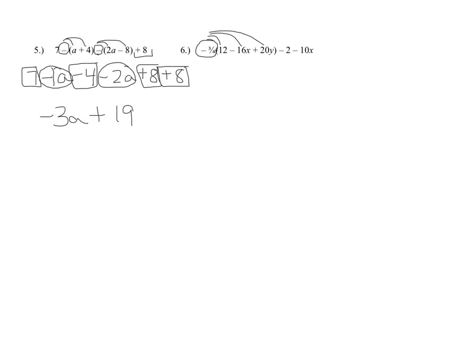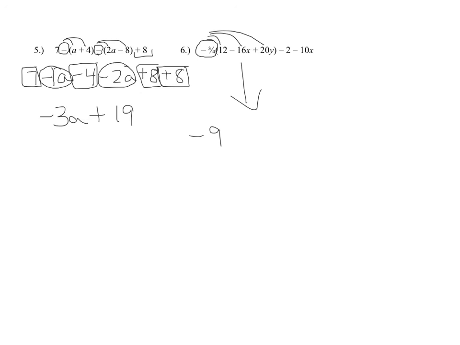So think about it. Negative 3/4 of 12. Think of 1/4 of 12. 1/4 of 12 is 3, so 3/4 of 12 must be 9. So you're multiplying by a negative. I'm going to put this down here. So you get negative 9.